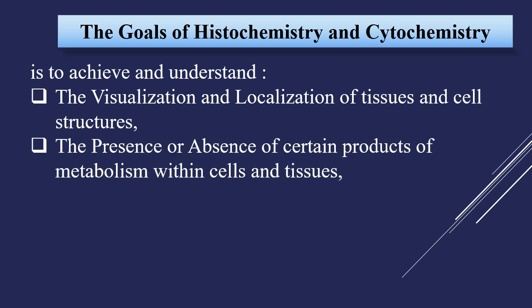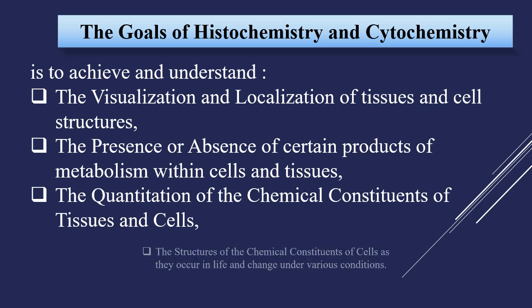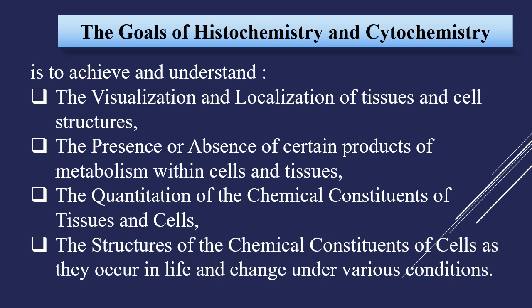We need also to know the presence or absence of certain products of metabolism within cells and tissues. It helps us also to understand the quantitation of the chemical constituents of tissues and cells. And finally, it helps us to understand and to know the structures of the chemical constituents of cells as they occur in life and change under various conditions.